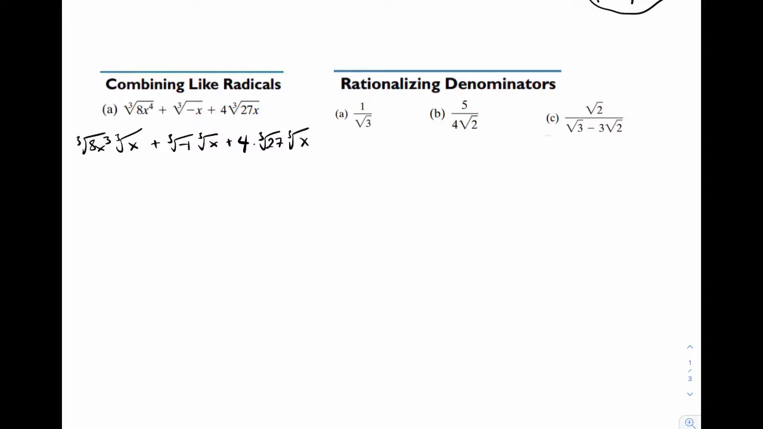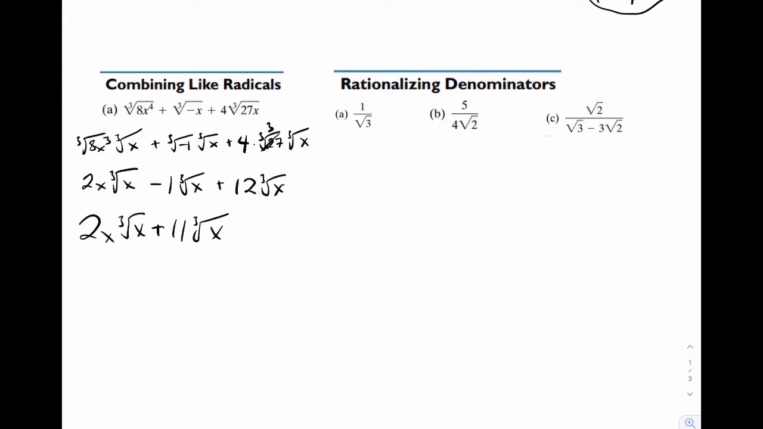Now we're going to reduce everything. That's 2x. That's cube root of x. That's -1, cube root of x. This would be a 3, so 4 times 3 is 12, cube root of x. Let's simplify this to 2x plus 11 cube root x. So I forgot my cube root x over there. Let me move that over.